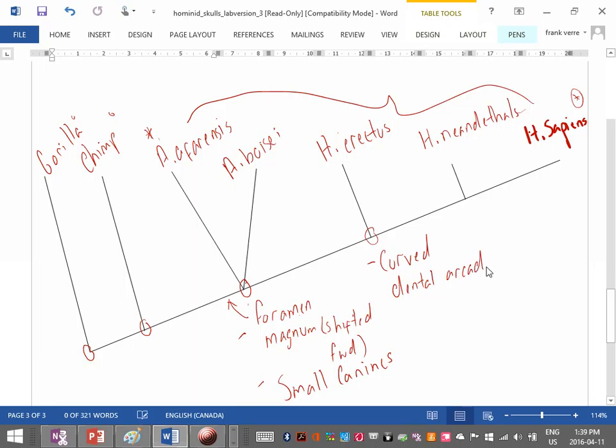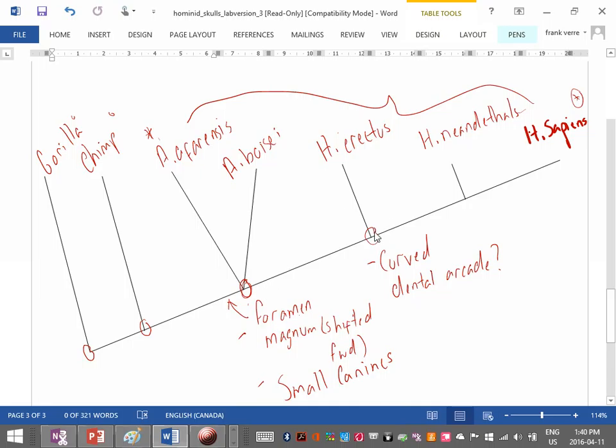So let me explain how you read this now. Okay. This branch point. What do you think that would represent? What do you think that branch point represents? Common ancestor of what? Afarensis, Boisei, Erectus, Neanderthals, and Homo sapiens. Because they're all connected at that point.